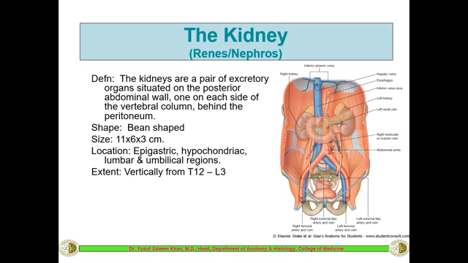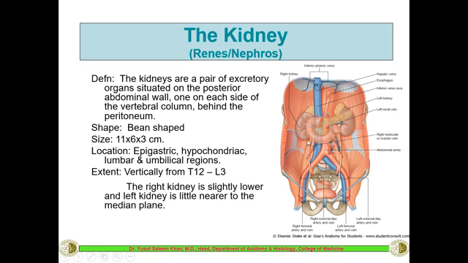The extent: whenever we talk about the level, we always think about the structures which are fixed, especially in the thorax and the abdomen, so we compare it with the vertebrae. If you compare it with the vertebrae, it will be from the T12 thoracic vertebra up to the lower pole at the third lumbar vertebra. So that will be the extent, from the 12th thoracic up to the third lumbar vertebra.